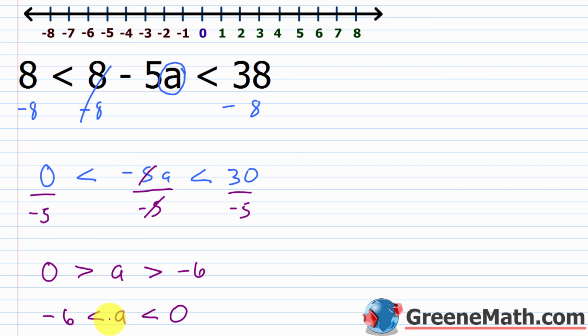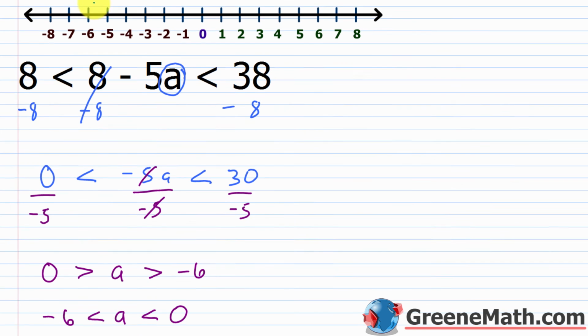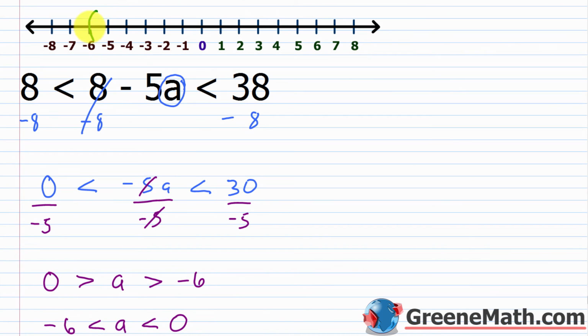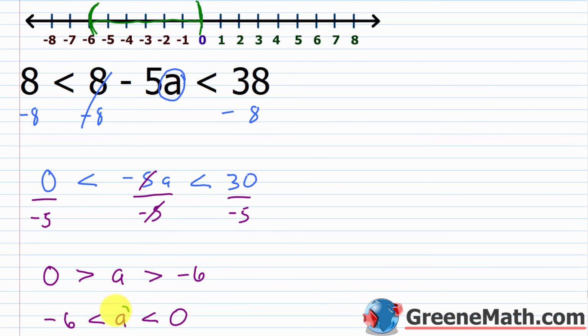Looking at a number line, it's a range of values, not including negative 6, so I'd put a parenthesis there. So anything larger, up to but not including 0. So I'd put a parenthesis there. I would shade everything in between. This is just telling me that a is a value that's between negative 6 and 0.